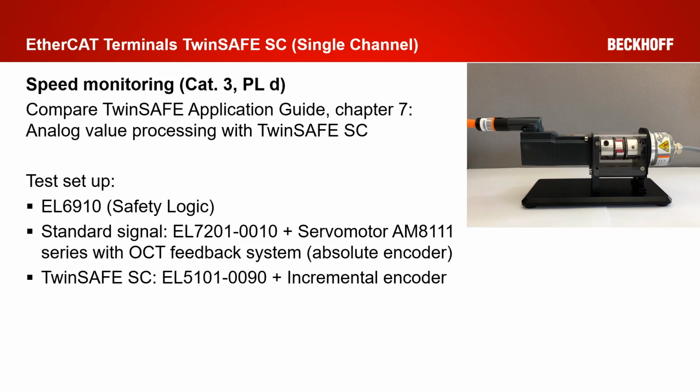We are using the EL6910 as a safety logic and have the EL7201-0010 for standard signals connected to a servo motor of the EM8000 series that has an OCT feedback with an absolute encoder inside. On the TwinSAFE single channel side, we have the EL5101-0019 connected to an incremental encoder, and this encoder is just coupled with the shaft of the motor. In this application, they are just coupled together, but in a real machine, you will have some application in between.